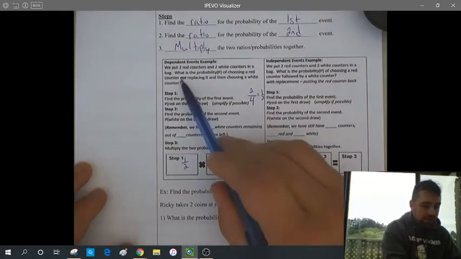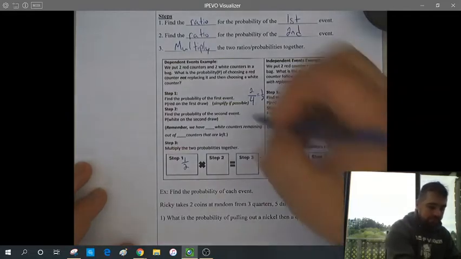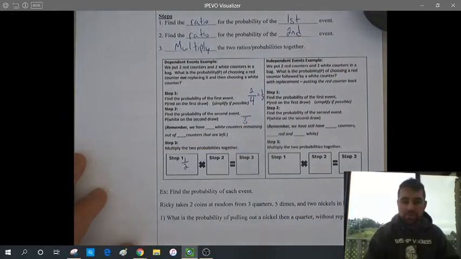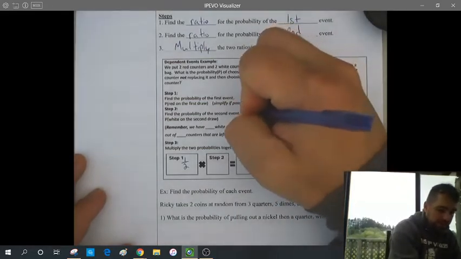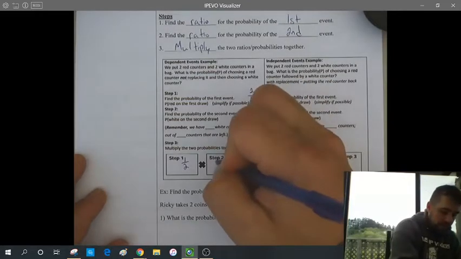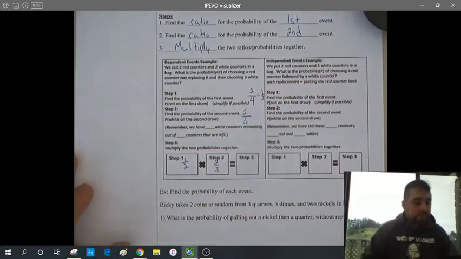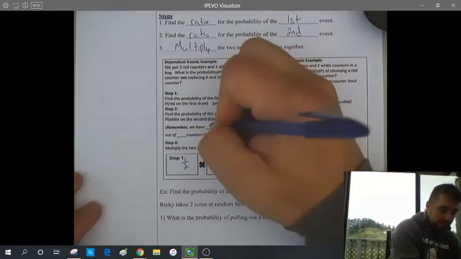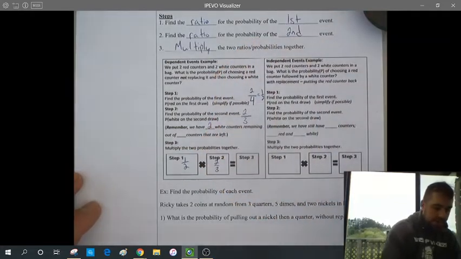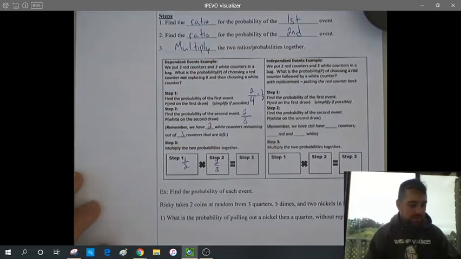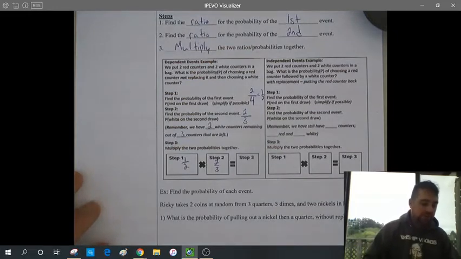But remember, we're not replacing. So what's left in the bag? Well, at this point there would be 3 counters left total, and 2 of those would be white, because we had already drawn out a red. So remember here that we have 2 white counters remaining out of the 3 total counters that are left. So now we multiply the 2 probabilities together.